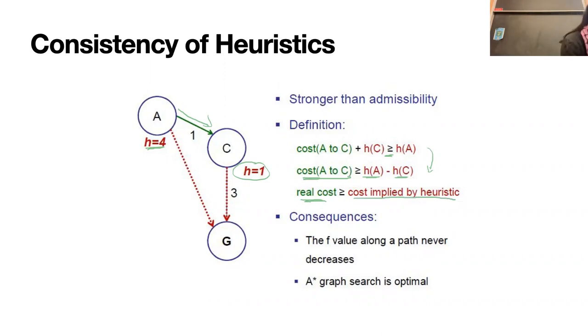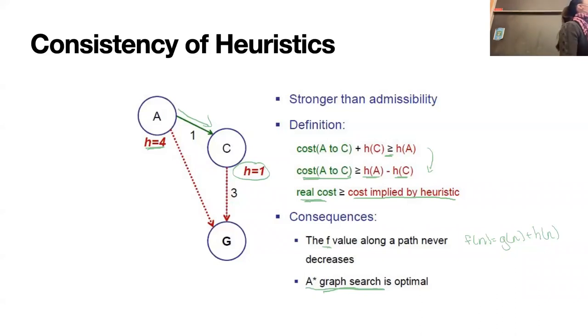So what this means is that the value f along a path, remember our f here is equal to our backwards cost plus our heuristic at that node, is never decreasing. And with this, A star graph search is optimal. Let's go through that once again. Essentially, this is the triangle inequality. It's saying that if you have two approximations, then the true cost is always greater than or equal to the cost implied by the heuristic. I find it really useful to draw this, and you can sort of see it just like that.